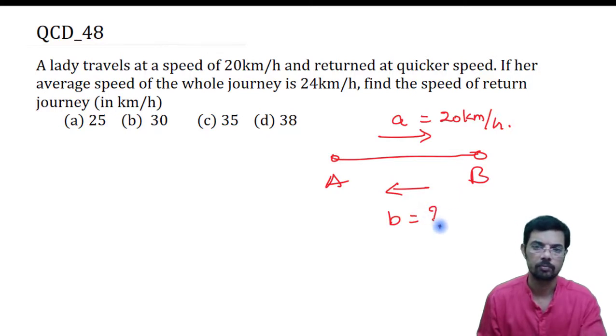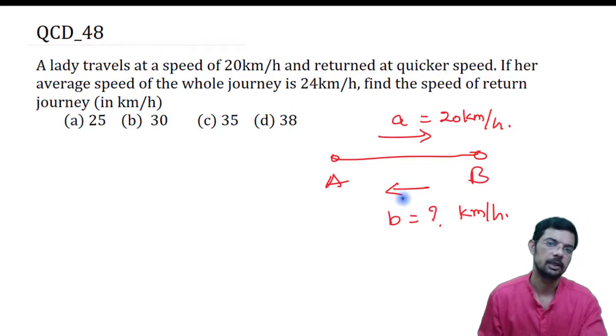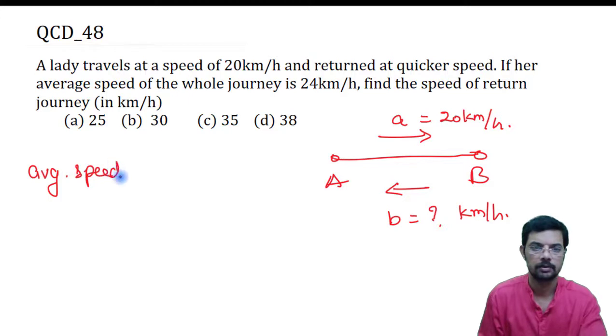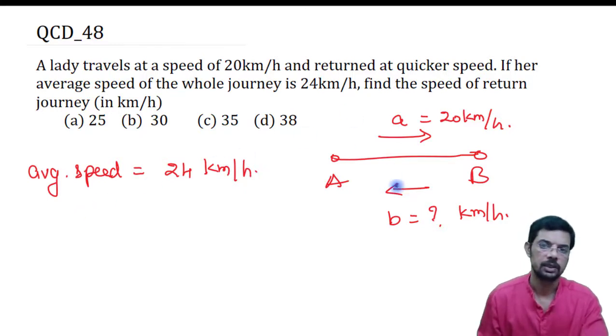B we don't know, kilometers per hour. Okay, so we shall take it as B. This is what we need to find out. And the average speed is known to us as 24 kilometers per hour. So we need to find out the speed of the return journey.